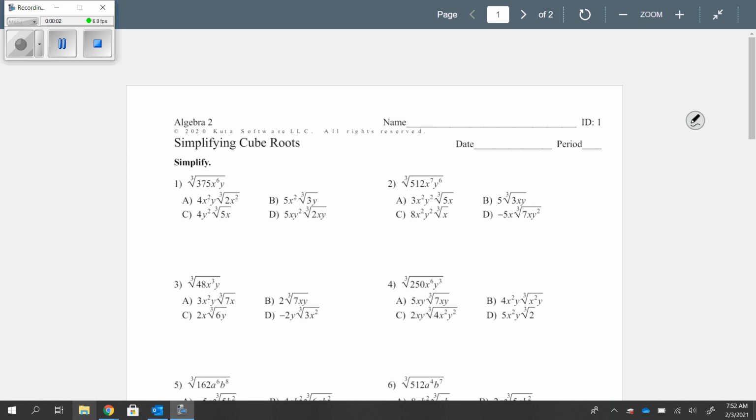Alright, today we are doing simplifying cube roots. Yesterday we did square roots. Today we're doing cube roots. It's all the same steps. The only difference is, just like when we learn radicals, we know whatever this little number is here, that's how many sets you're looking for.